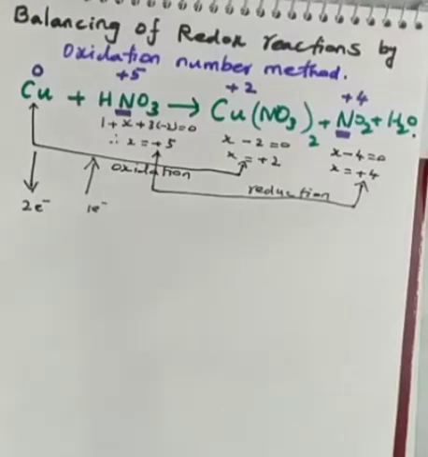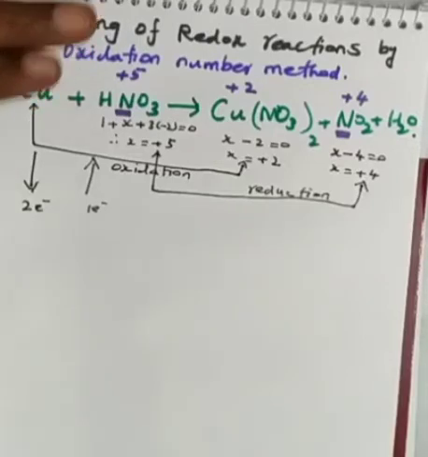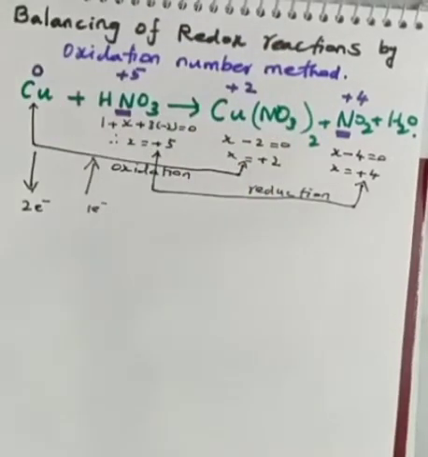So students, step number 1, we have to find out the oxidation state of 2 of the reactants and 2 of the products, and it should be different. Why should it be different? Only in that case is it oxidized and reduced. If it is the same, there is neither loss of electron nor gain of electron. That is the meaning. Good.